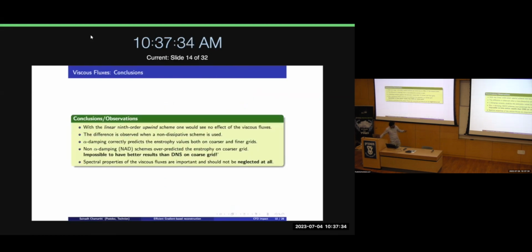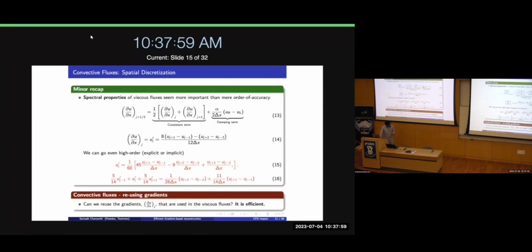So the conclusion of the first part is that if you use an upwind scheme, you will not see any effect of the viscous flux discretization. But if you use a non-dissipative scheme, you can see how the viscous fluxes are having an effect on the flow simulation. The important point is that the viscous flux discretization should have good spectral properties, and it should not be neglected at all. So that's the first part of the talk.